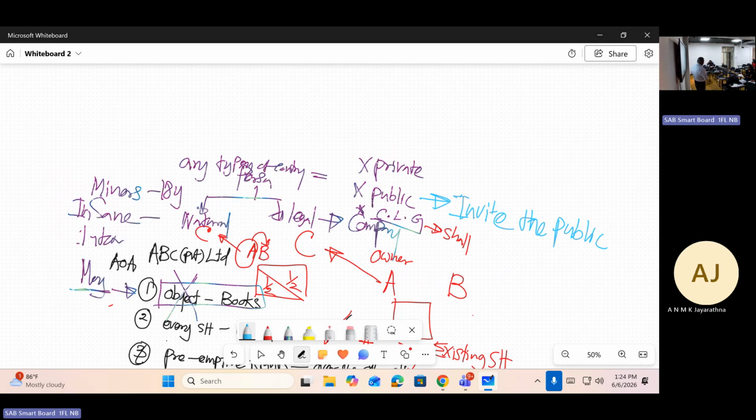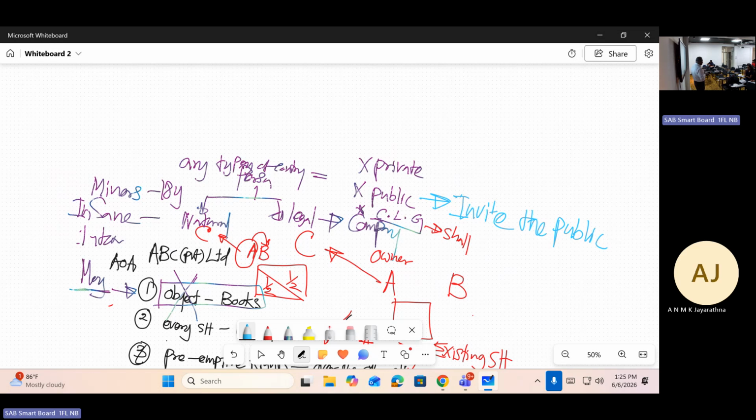Companies first have to invite. Then applicants apply for the shares. Thereafter shares are allotted to the applicants, who take the shares. How do they invite? By publishing an advertisement in a newspaper, maybe a newspaper or a magazine, whatever media, right?